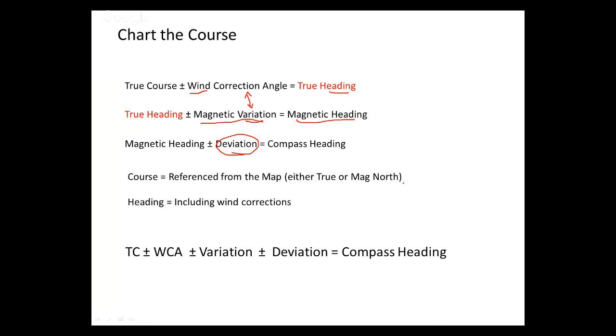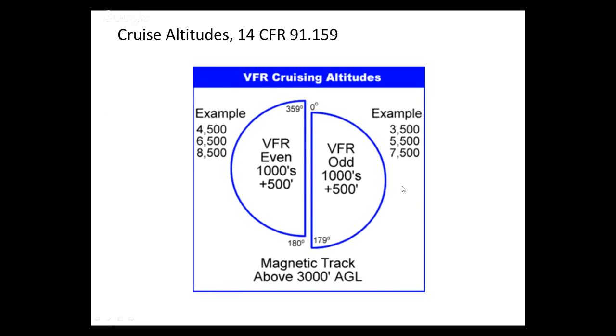So we're going to plan a flight. Oh, and also, don't forget about your cruising altitude rules. I went over this last time, right? The cruising altitudes? Yeah. Okay. Yep, don't forget plus 500. It's odd on the eastern side of the compass and even on the western side.